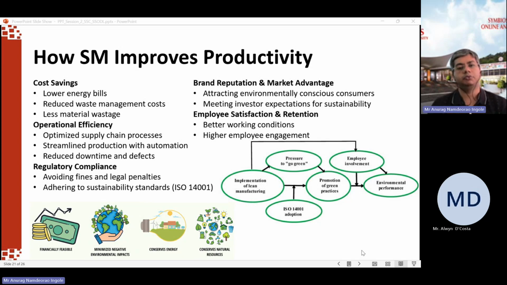Then streamline production with automation. Yes. So automation can definitely help you reduce your lead times and cycle times, and in the end make your operations efficient, with reduced downtime and defects.